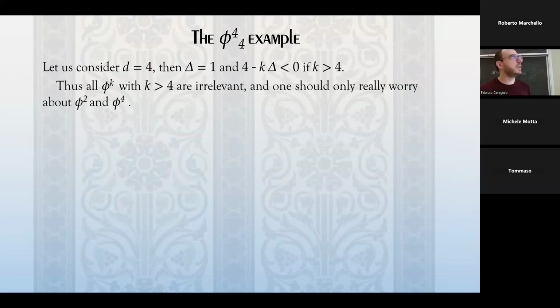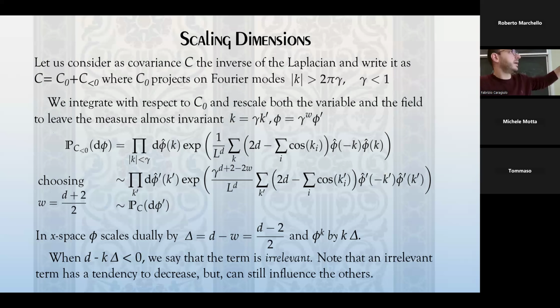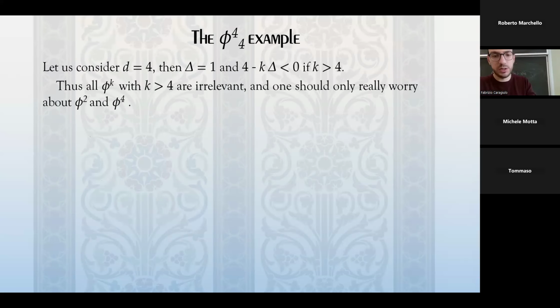Okay. So let's see how this plays out in the example of the fourth power in 4 dimensions. Then we see that the object of interest, the number that determines relevance or irrelevance, is 4 minus k delta, and delta is exactly 1. Recall, delta is (dimension minus 2) over 2. So in dimension 4 that is (4 minus 2) over 2, which is 1. So the scaling dimension of phi is 1, and 4 minus k delta is exactly 4 minus k.